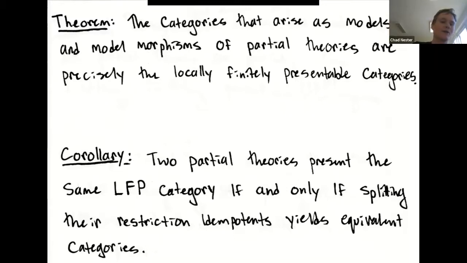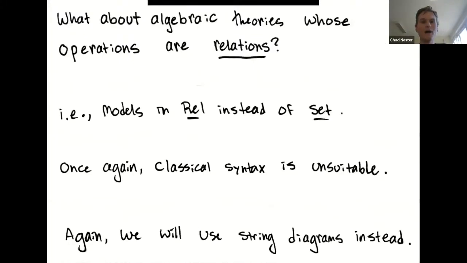As a corollary, we get a Morita equivalence characterization. It turns out that two partial theories present the same locally finitely presentable category if and only if splitting a class of idempotents called restriction idempotents in both of the theories yields equivalent categories. It turns out it's actually enough to just split the idempotents, but that's not published yet, so don't tell anyone. All right, so that's partial theories, fast.